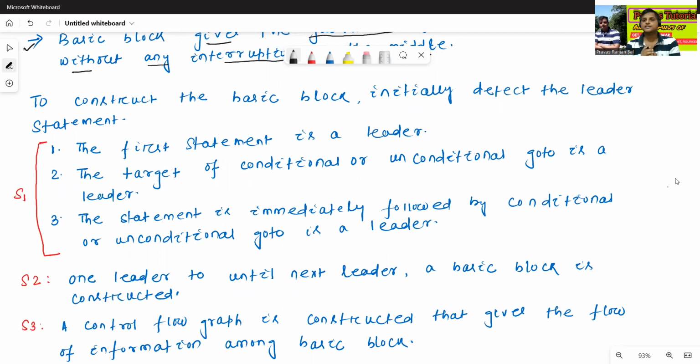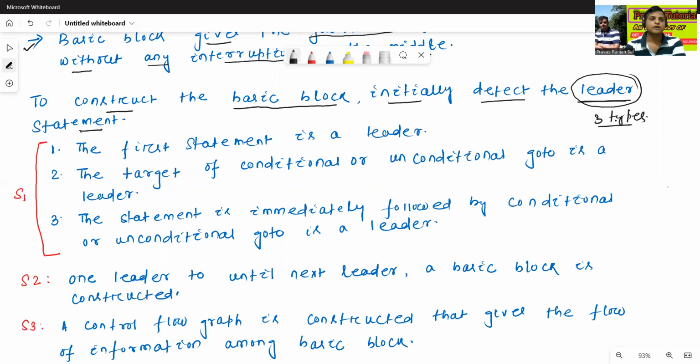So how to construct the basic block? To construct the basic block, initially detect the leader statement. This is very important. To construct the basic block, identification of the leader statement is very important. Generally there are three types of leader.